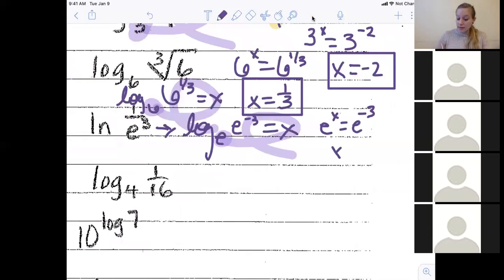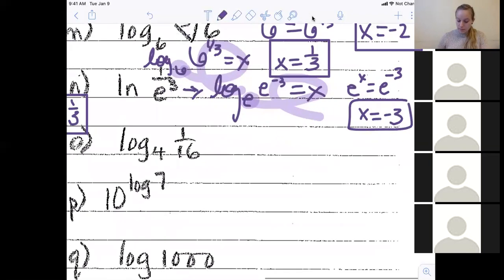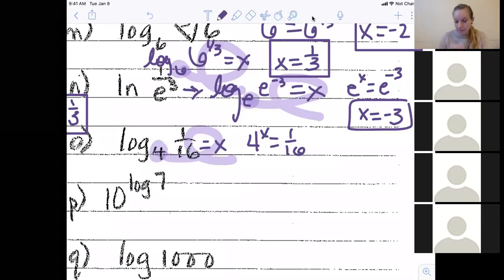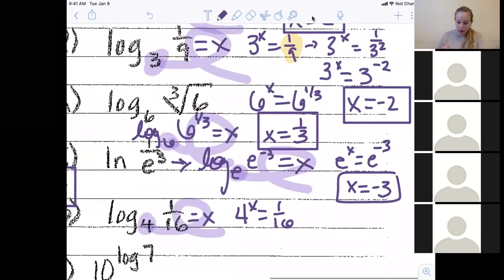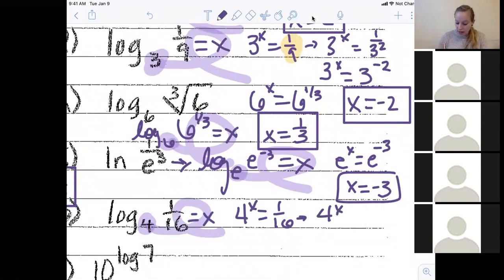My bases are the same again, so I just get to set my exponents equal. All right, got another fraction one. Set it equal to x. 4 to the x equals 1 over 16. Since we just did that one with 1 over 9 a minute ago, we can go pretty directly to the next step. If I know that it's 4 to the x equals 1 over 16, well, 16 is the same thing as 4 squared, but since it's in the bottom of a fraction, it's 4 to the negative 2. That gives me x equals negative 2.